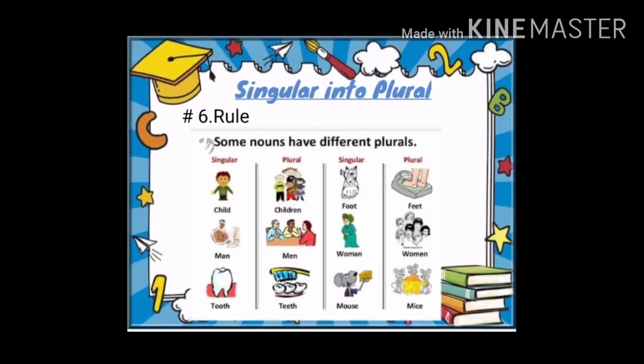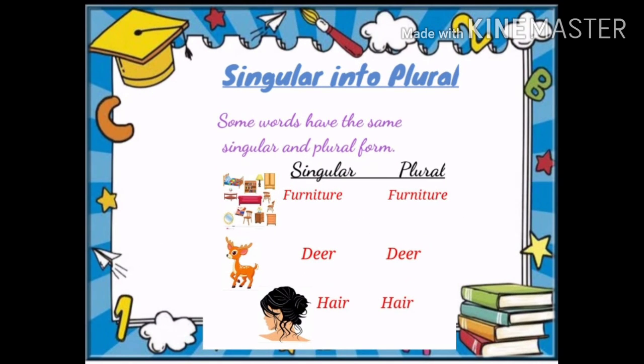Now let's move further. Next comes various words. There are some nouns which have the same singular and plural form, and the examples of such nouns include furniture, its singular form is furniture, and so is second is deer, and the third is hare. Similarly, there are other words also, for example sheep, etc., whose singular and plural form remains the same.